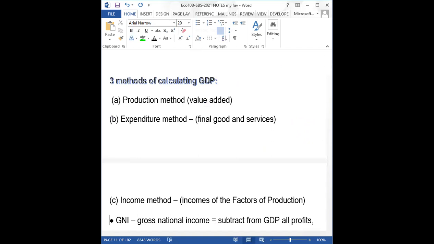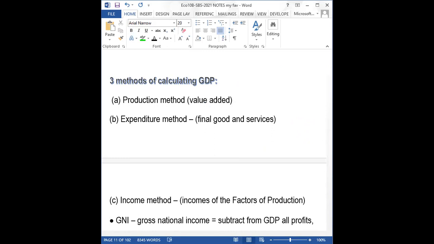So when it comes to gross domestic product, there are three methods of calculating it. The first one is the production method, sometimes referred to as the value added method. The second one is the expenditure method. We're going to be looking at them one by one and explaining them. The third one is what is referred to as the income method.